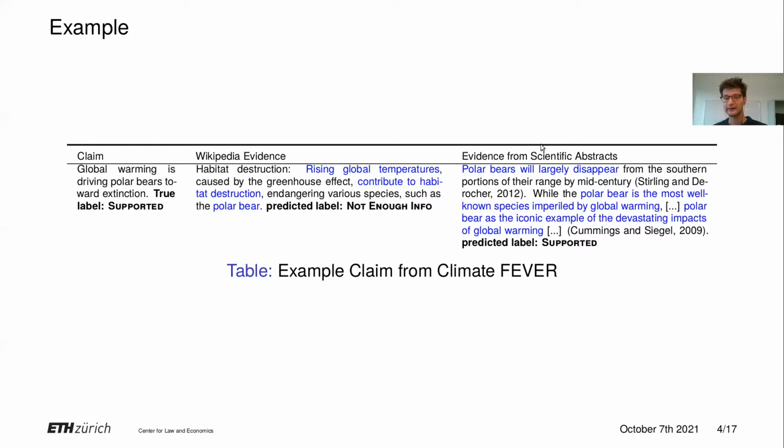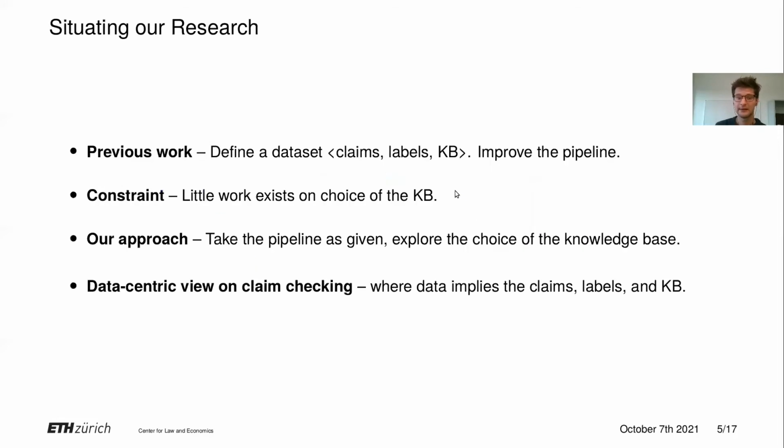On the other hand, if we take a knowledge base consisting of scientific abstracts, we find evidence such as polar bears will largely disappear, and the polar bear is the most well-known species imperiled by global warming. So given this stronger evidence, our system actually predicts support, which also is the associated label of that claim. And this motivates us to scale the question of taking different claims and different knowledge bases and just examine what happens.